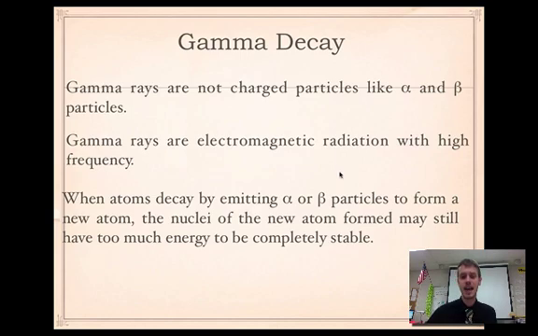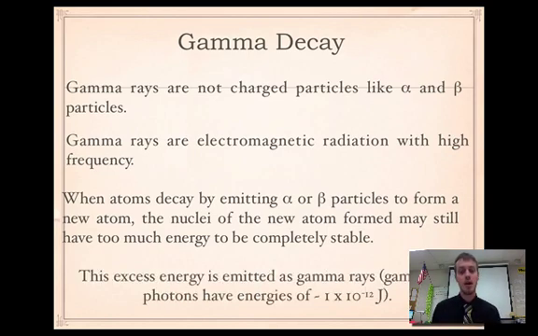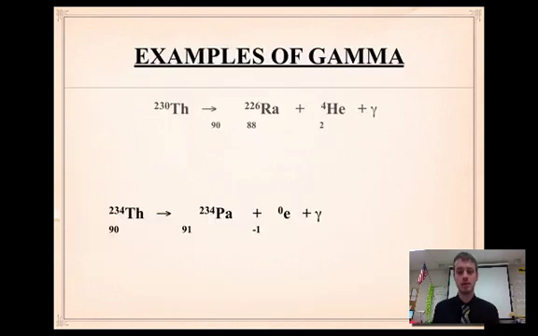So when atoms decay by emitting those alpha or beta particles, sometimes the nuclei of the new atoms formed still might have too much energy to feel completely stable. So they're just going to release gamma rays to get rid of that excess energy. They don't want that excess energy anymore, so they're going to get rid of it in the form of a gamma ray. And they're going to be high energy photons.